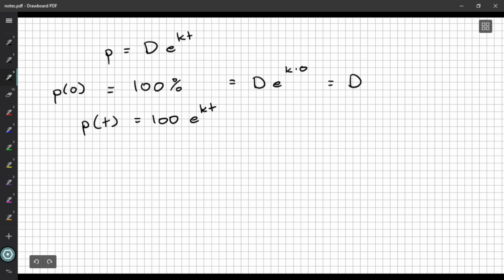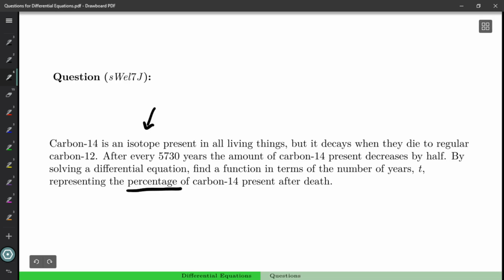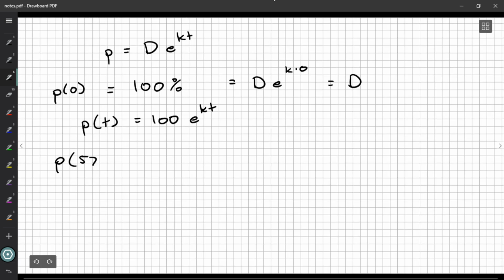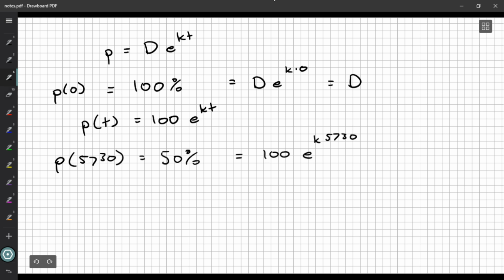So this helps us better refine our function. But we still don't know this constant of proportionality, this k value. Okay. But we're told something else. After 5,730 years, we should have lost half of it. So we should have 50% left. Okay. So then 50 is 100 e to the k times 5,730. That gives us a new equation.